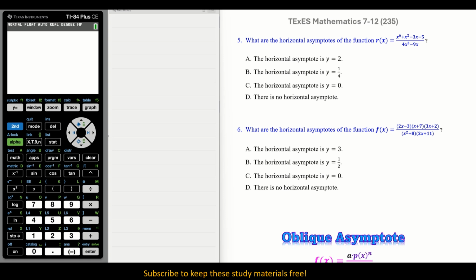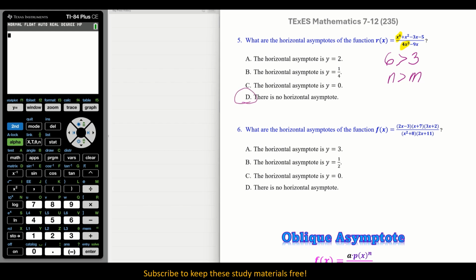Number 5, what are the horizontal asymptotes of the function r of x? For this function, same thing. We need to look at our leading terms. Well, we see that 6 is greater than 3. When n is greater than m, this means that there is no asymptote.